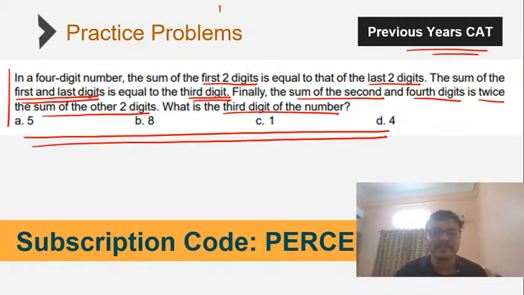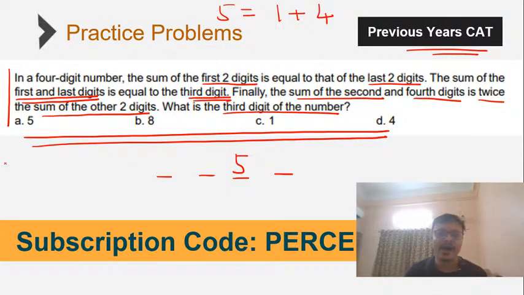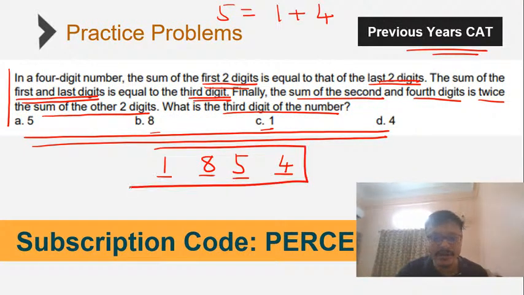As you can see, 5 is equal to 1 plus 4, which means your third digit must be 5. And your first and last digit must be either 1 and 4. Also, the sum of the first 2 digits is equal to the last 2 digits, which means 5 plus 4 is equal to 1 plus 8. So your number is 1854.